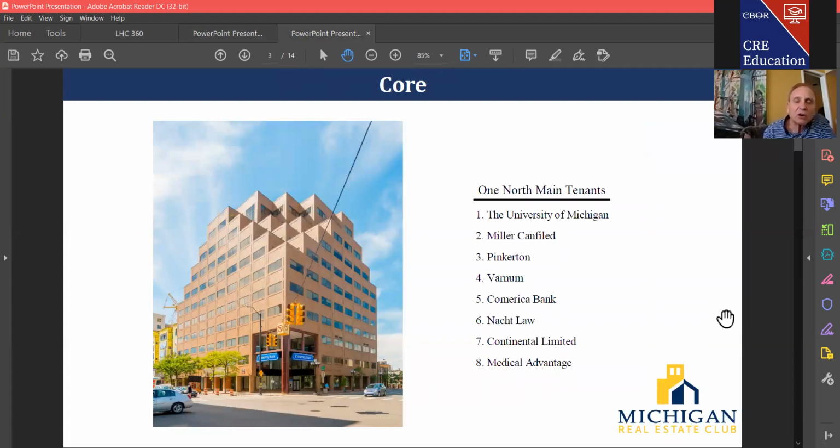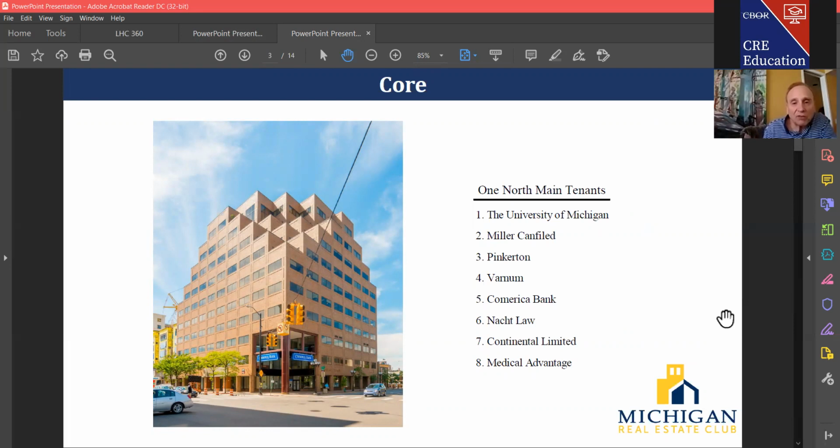Okay, I wanted to go over categories of buildings. We're going to look at opportunistic, core, and value added. This is 101 North Main. It's fully leased. It's for sale again. Ann Arbor's wonderful. Every owner has made a boatload of money upon sale. Look at the tenants: University of Michigan, the largest law firm in the state, Varnum, another one of the largest banks in the state, and a few other tenants. It's always full.